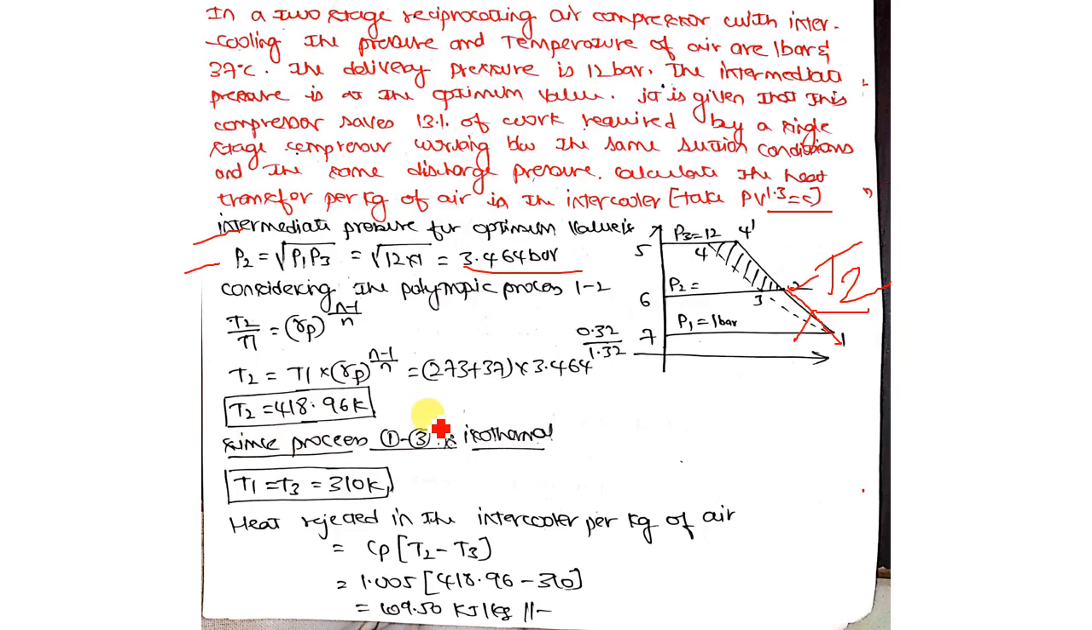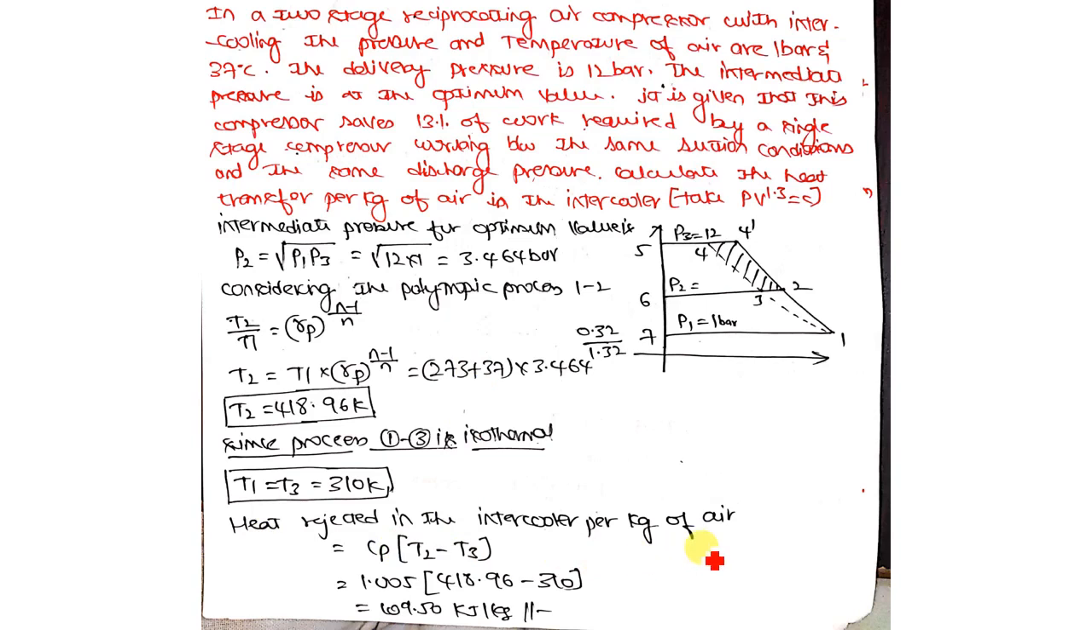Since the process 1 to 3 is isothermal, it could go in either of the ways. So T1 equals T3, that is equal to 300 Kelvin. Okay, so it is an isothermal process. Since it is an isothermal process, the heat rejected in the intercooler per kg of air is given by Cp into (T2 minus T3). So this is the heat rejected in the intercooler, correct?